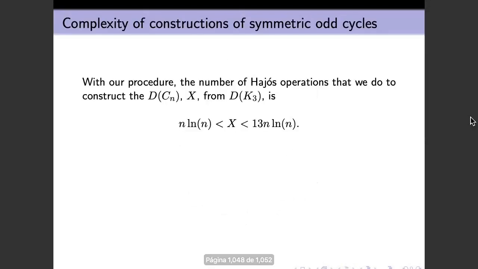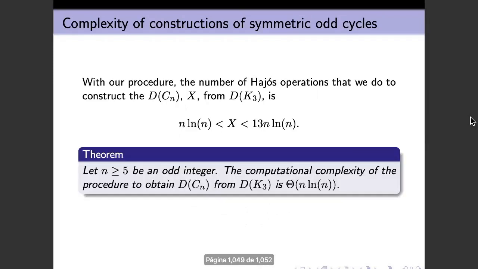With our procedure, the number of operations that we do to construct a symmetric odd cycle of length n from DK3 is between this and this. Therefore, its computational complexity is theta of n times the natural logarithm of n.